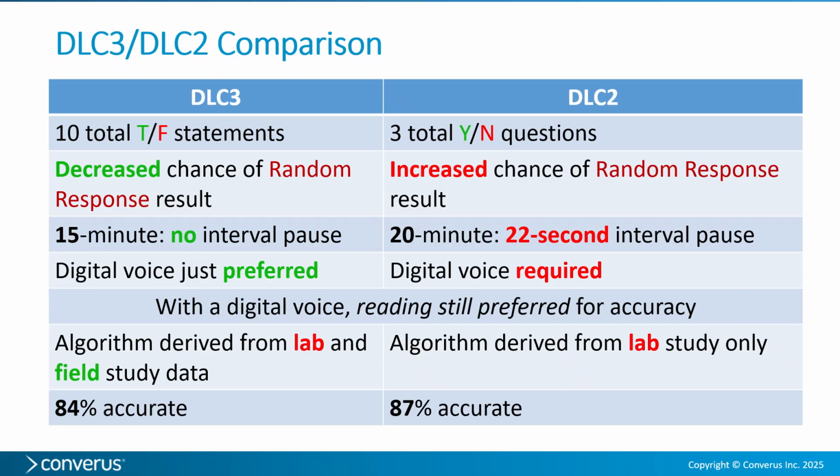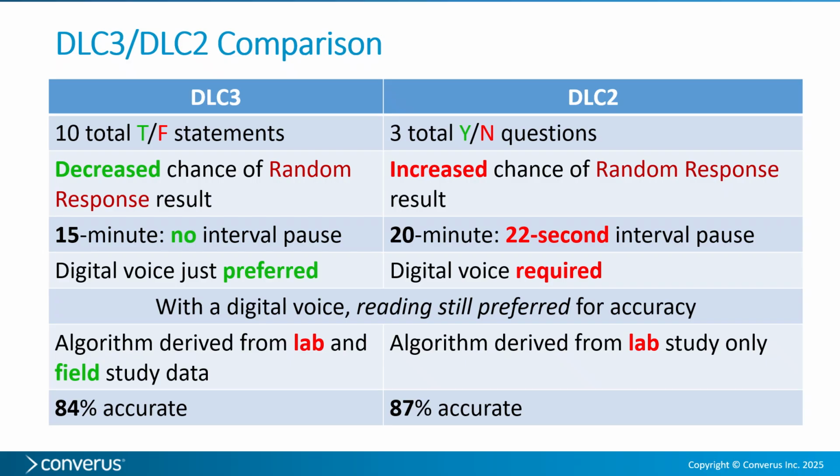For DLC3, a digital voice is just preferred for accuracy, while DLC2 is required or their test will not function. With the digital voice, both DLC3 and DLC2 still prefer the examinee to be able to read the test questions in order to ensure accuracy. The algorithm for the DLC3 is more reliable since it was derived from both lab and field study data, while the DLC2 was just from lab study.